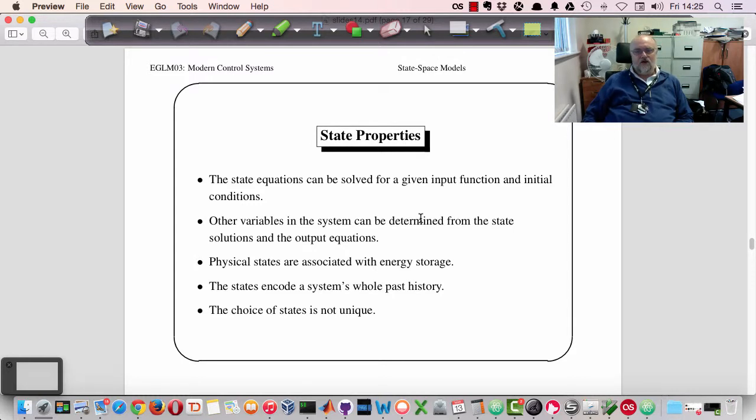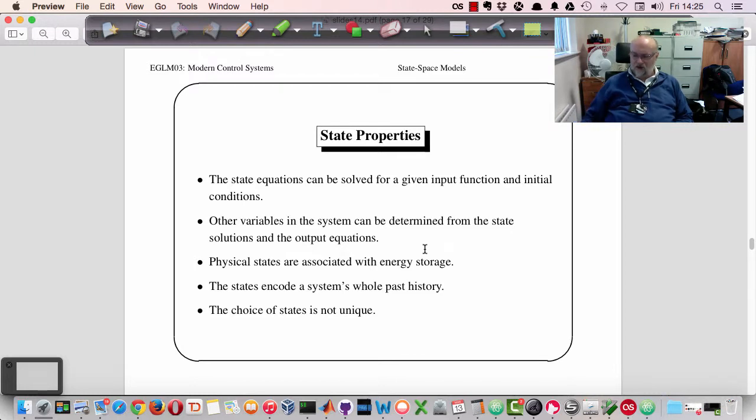Some properties of state equations. We can usually solve the equations for any given input and initial conditions. So we can basically solve the differential equations. If we have other variables in the system, we can determine them from the state solutions and the equations that we used for the output. Physical states are associated with energy storage, I've already said. Another thing about state equations is they basically encode the system's whole past history. So once the system is running, the states basically have memory of everything that happened to that system over all the time. But another important point is that the choice of states is not unique.